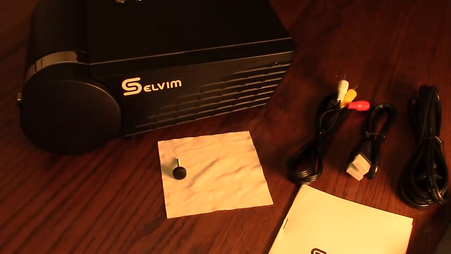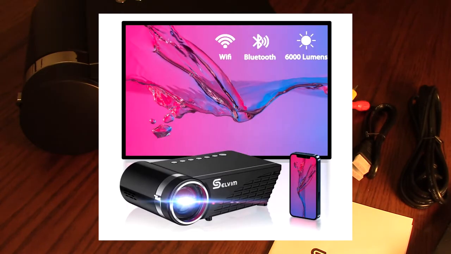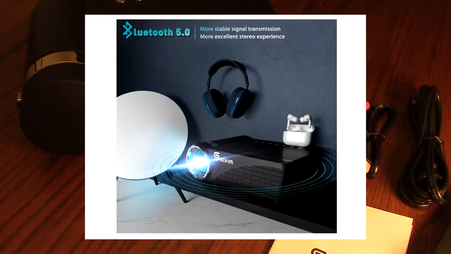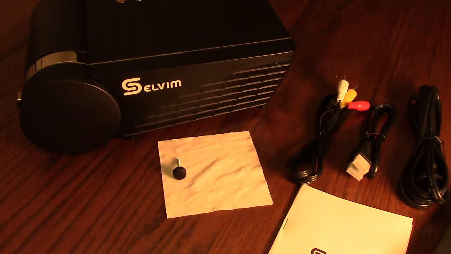Hello again, this is Robert Veach here, and this is my video review of the Selvim brand. This is their Wi-Fi mini projector. It has a native resolution of 1280 by 720. It'll be compatible with 1080 progressive, and it will project up to 200 inch diagonal display.